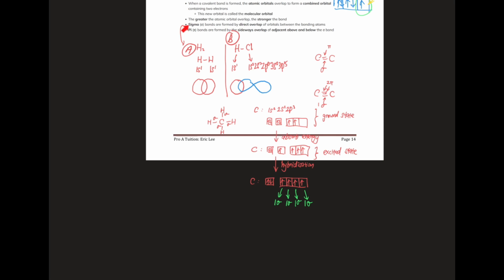If there are single bonds, sigma bonds are there, and hybridization happens. If they have pi bonds, that means they are forming multiple bonds, like double bonds or triple bonds. Let's see the next page. Maybe they have more explanation.